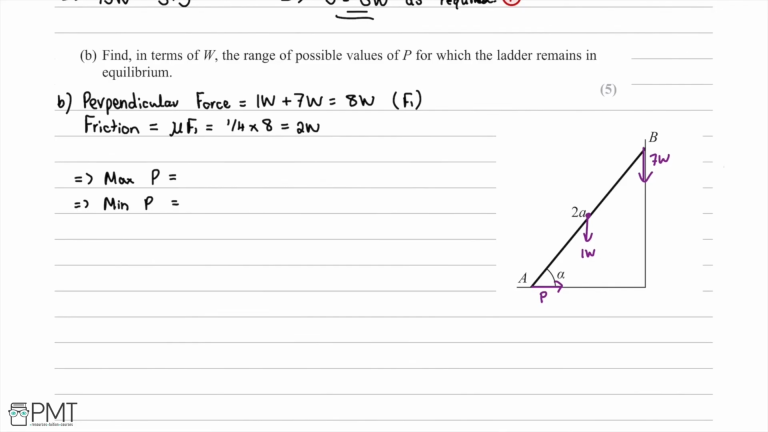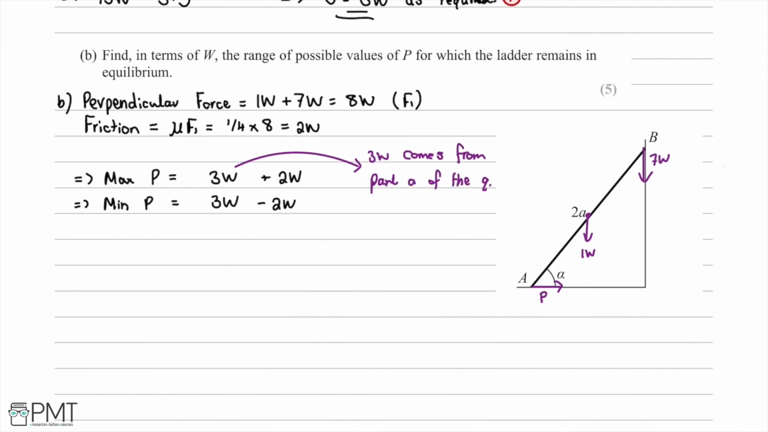So for the maximum, we will add 2W, and for the minimum, we'll take away 2W. But what do we add and subtract these from? Well, we will use the force, which is the reaction of the wall on the ladder. We had that from part A, and that was 3W. So we'll just annotate this in here. So we had that 3W comes from part A of the question.